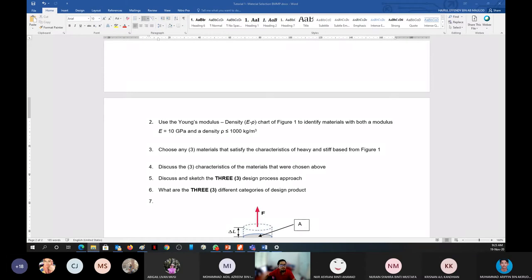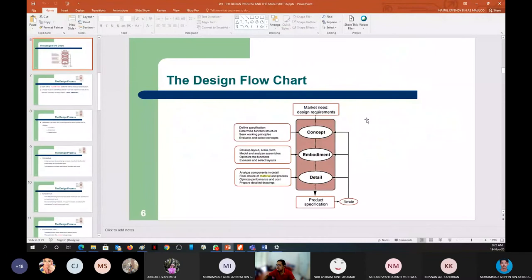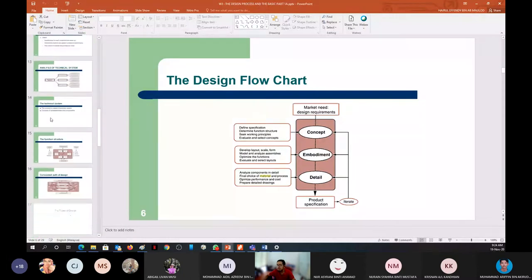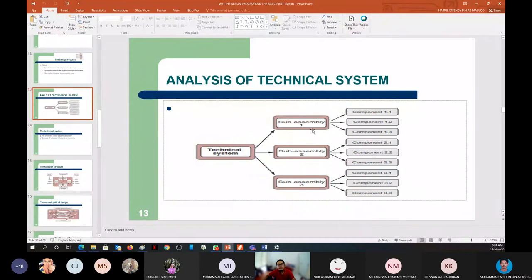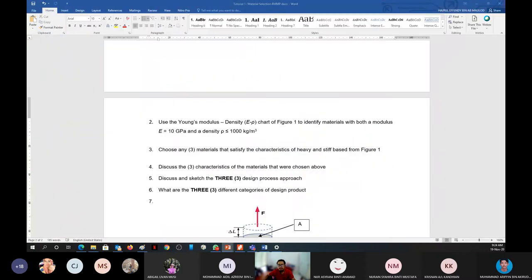Let me open the keynote. So this is the first design approach. You have the concept, embodiment, and detail. And then you have the analysis of technical system. You're studying a product or design approach from a technical system, having various sub-assemblies. And finally, you can have a more structured function. So these are the three different types of design process. You can just sketch and discuss, and label it correctly.